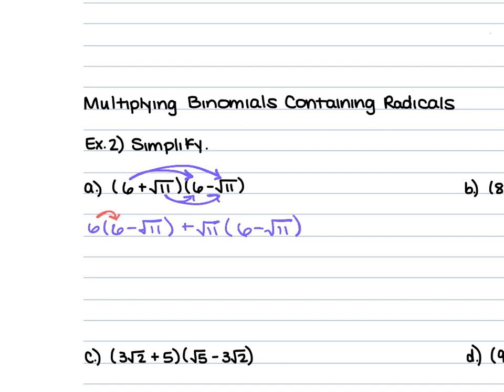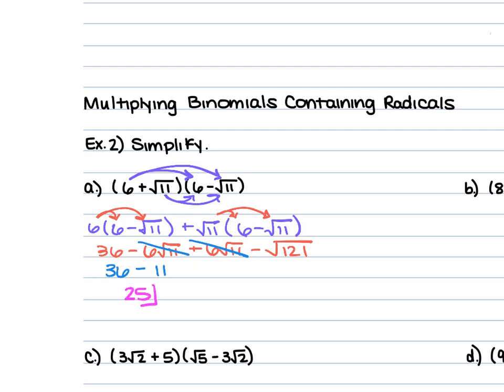We distribute in that 6. We're going to have 36 minus 6 square root 11 and then a positive 6 square root 11 minus the square root of 121. We simplify this. The 36 is going to stay. The negative 6 square root 11 and the 6 square root of 11 are opposites, so they cancel each other out. And then that square root of 121 is 11. So this is 36 minus 11, which gives us 25.